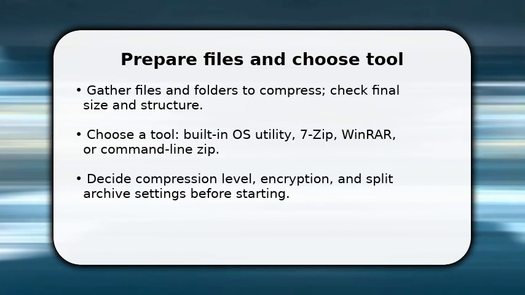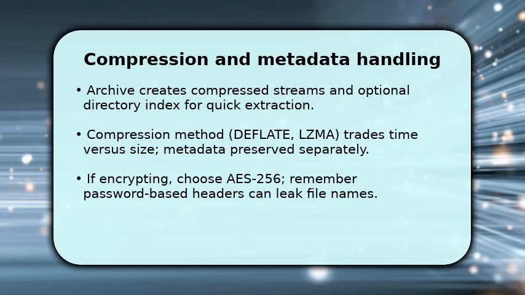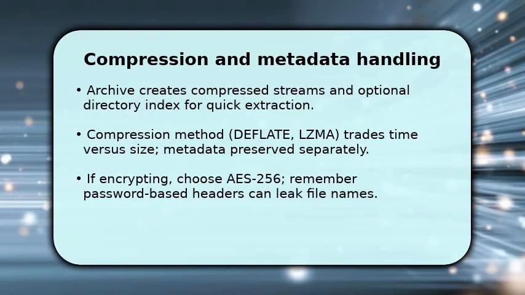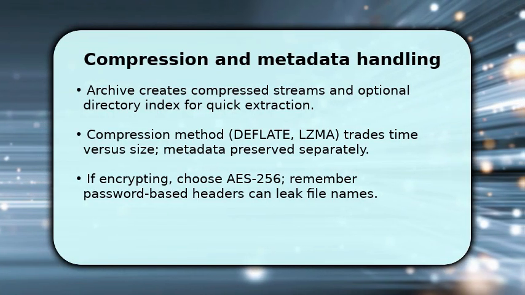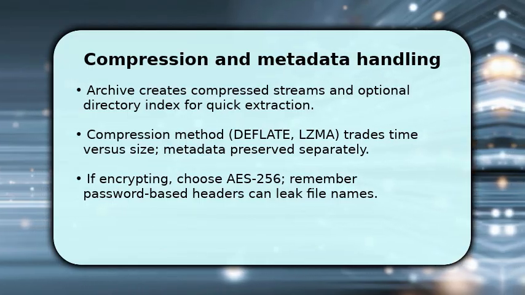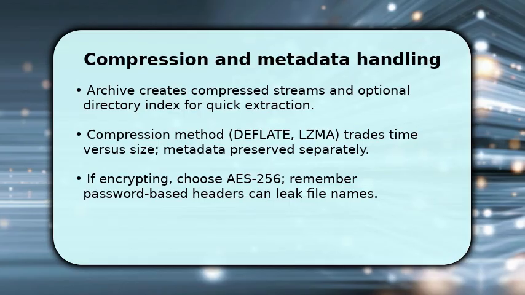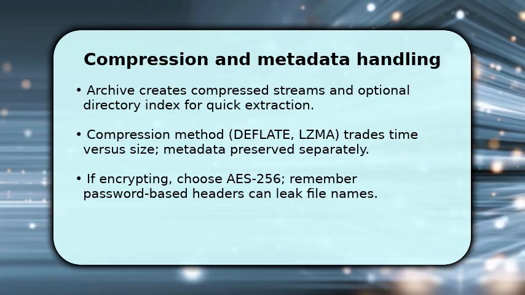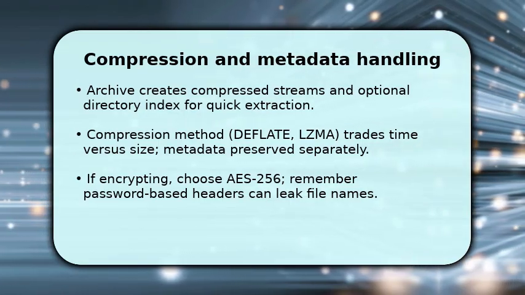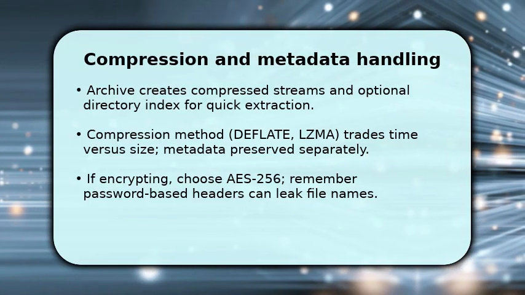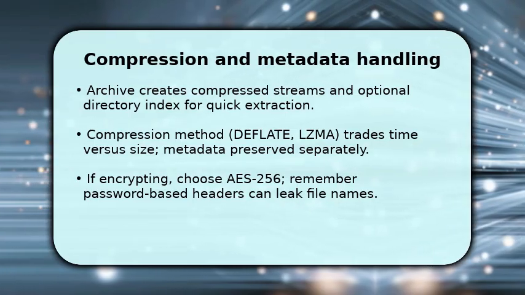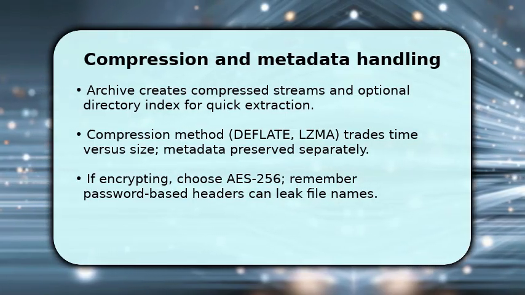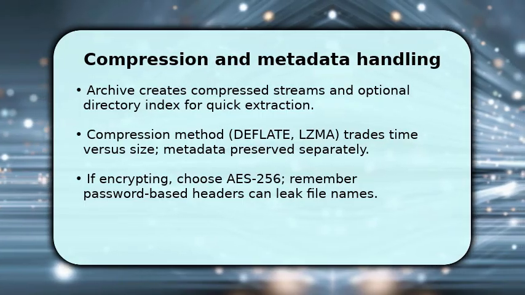You now initiate compression. The tool reads each file, chunks data, and applies the chosen algorithm such as deflate or LZMA. This reduces size by removing redundancy. While compressing, directory entries and file metadata, names, timestamps, permissions, are written into the archive's central index so extraction can rebuild structure. If you enable encryption, the file contents get encrypted, but some formats still expose file names unless you choose full header encryption.